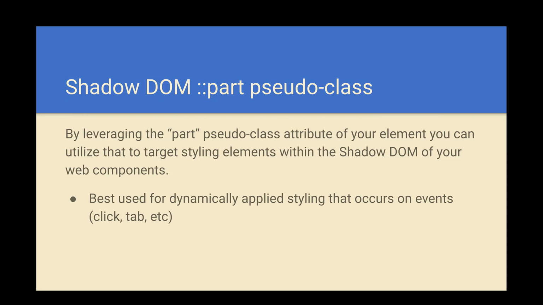So leveraging the part pseudo class can allow you to target your global CSS to specific elements inside your web component. It's best used for dynamically applied styling. So if you need to change the state of an element based on a click or a tab, you can put an event listener inside your web component, and then when you tab into it or you click on it, that event listener triggers a class change. Well, you can also use the pseudo class attribute and trigger not only a class change but the pseudo attribute change, and you can have style rules in your global style sheet that will then affect the styling of that element once you've made that change.